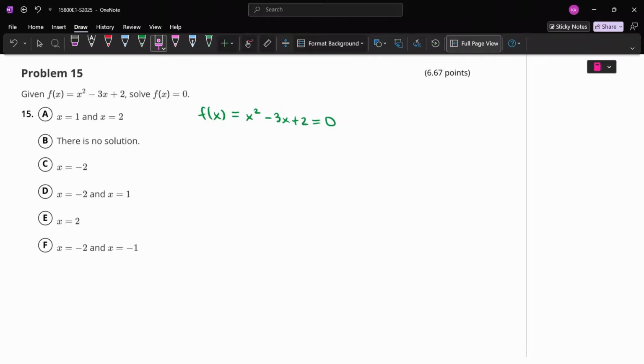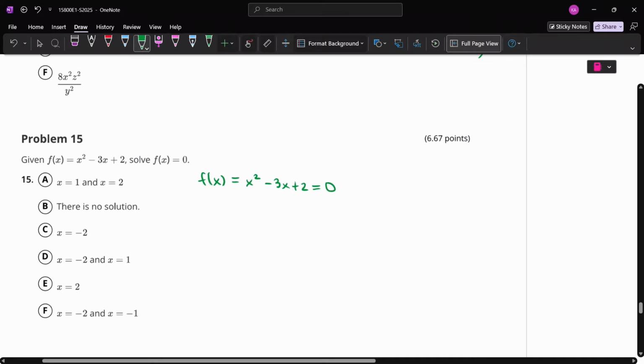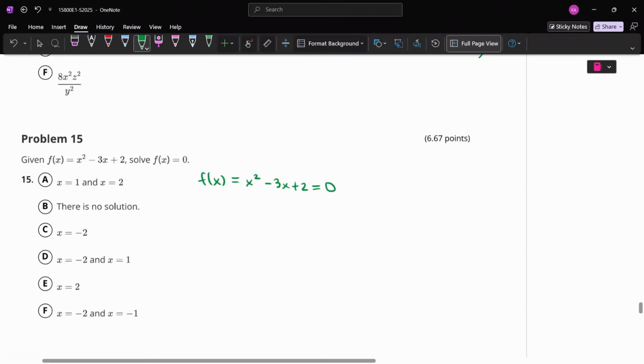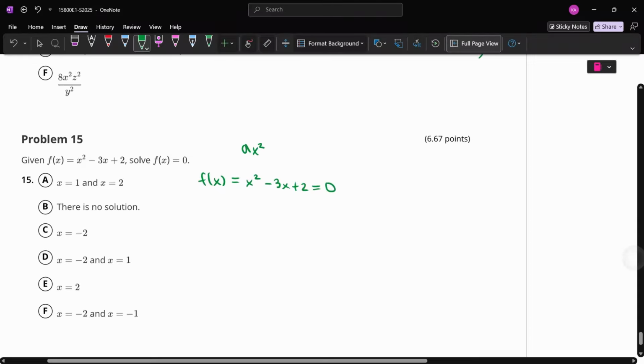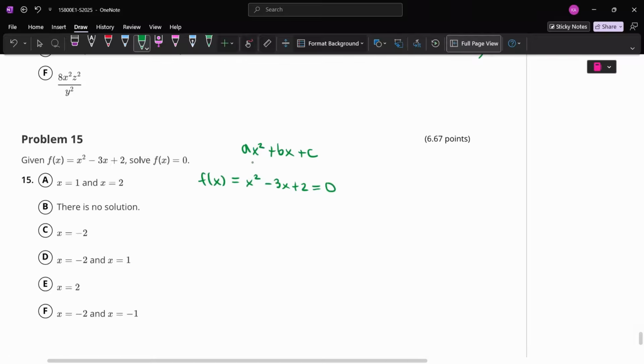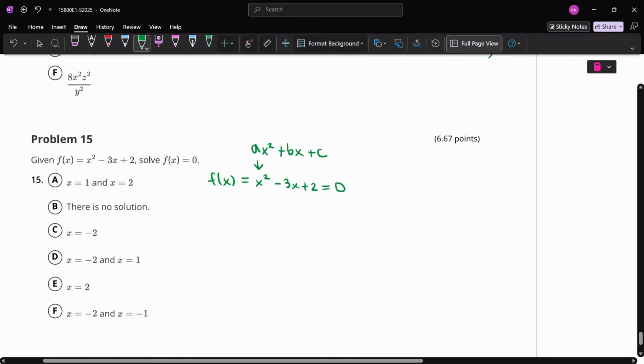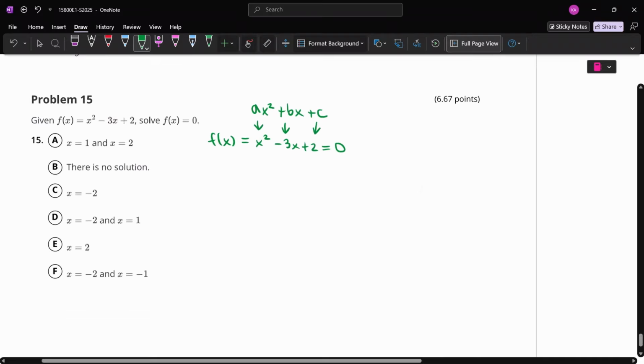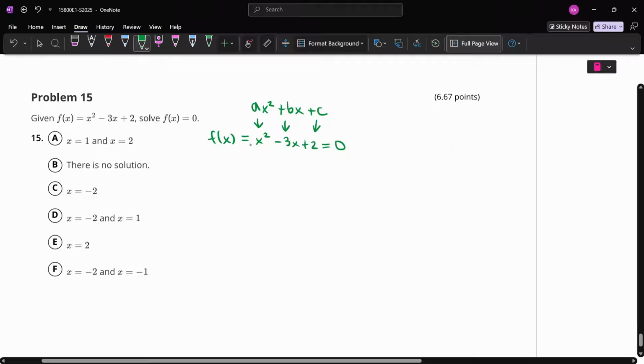And the reason I know this is because, let me actually write another thing. We can see here that this expression takes the form of ax squared plus bx plus c. And so you can see here clearly that a is going to be equal to 1, b is going to be equal to -3, and c is going to be equal to 2. And then I'll write a 1 here to make it more obvious.